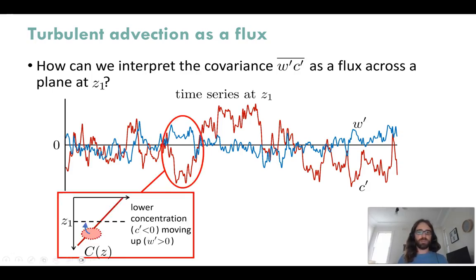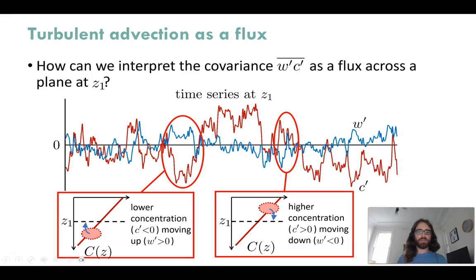For instance, in this particular event here, you have a positive upward velocity and a negative concentration fluctuation. In terms of what's happening within the flow, this corresponds to the flow carrying a region of the fluid upwards across your plane at height z1, and the region of the fluid that it's carrying has a concentration that is lower than the mean concentration at that z1 mixing plane. So you're bringing lower concentrated fluid up across into the upper region.